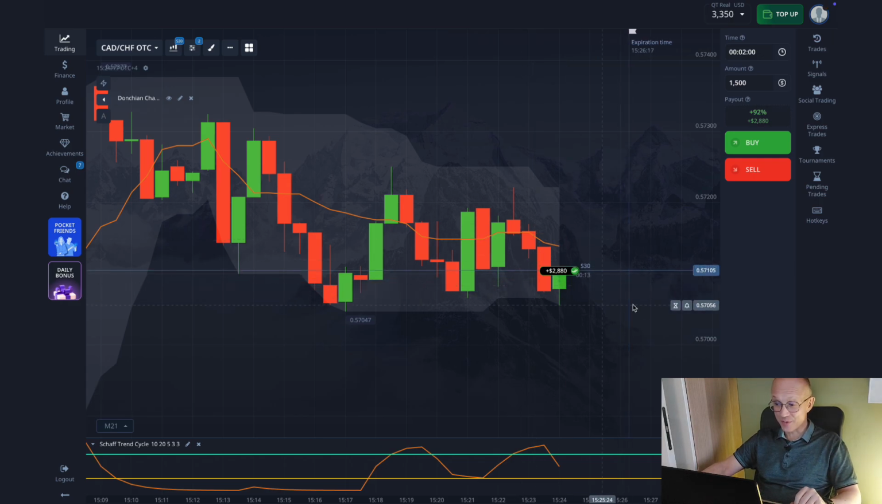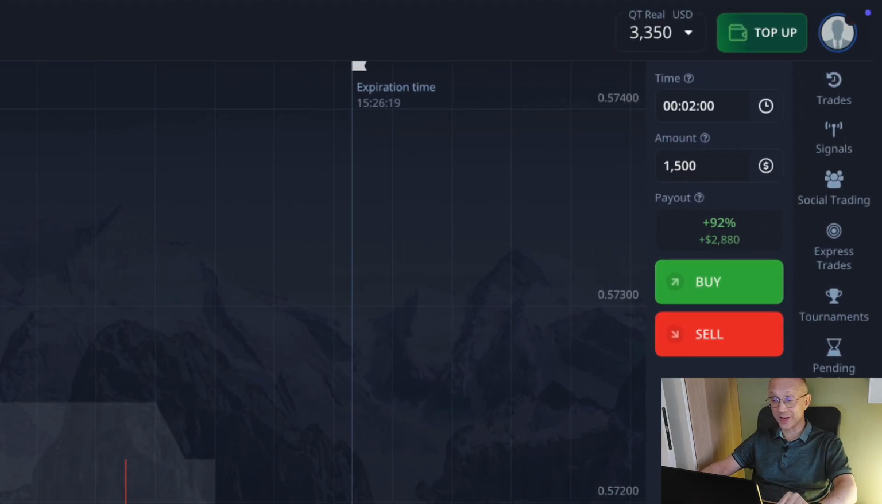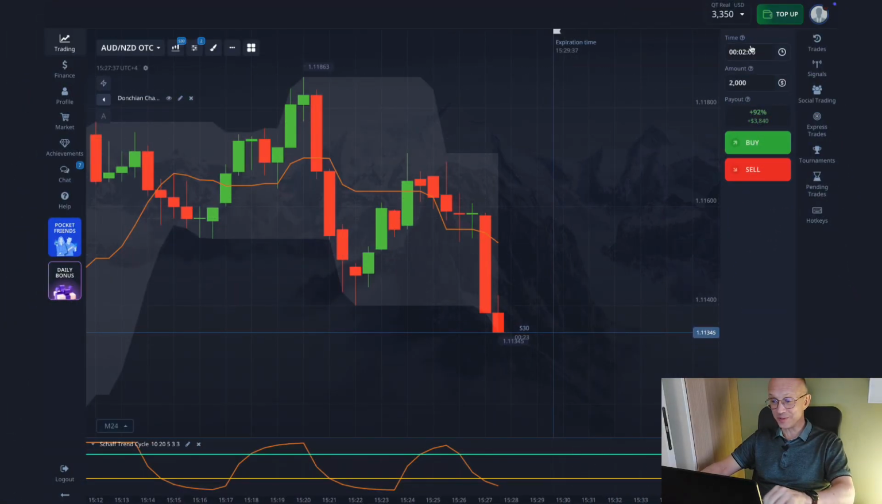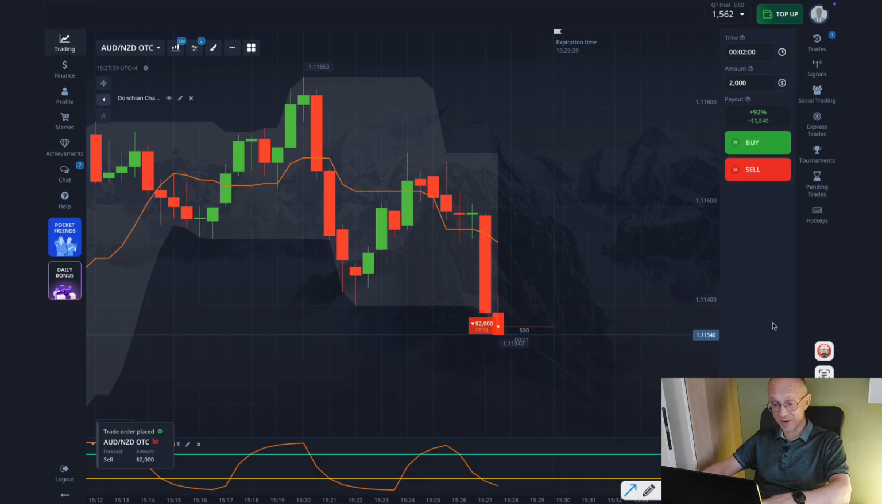Great! The profit is $1,380. Let's move on. Excellent trading opportunity. The expiration time is 2 minutes and I'm opening a short trade for $2,000.